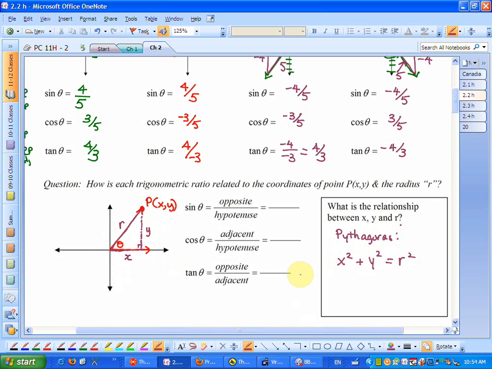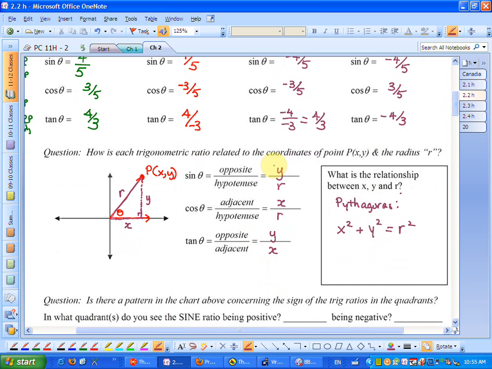Okay? Here's my angle theta. What's the opposite side here? What letter represents the opposite side? Y. Good. What letter represents the hypotenuse? Good. So it's y over r. This is your new definition for sine when you're talking about angles in standard position. Sine equals y over r. How about cosine? Where's the adjacent side? What letter? X. Good. So it's x over r. And last but not least, tangent, opposite over adjacent. That'll be y over x.